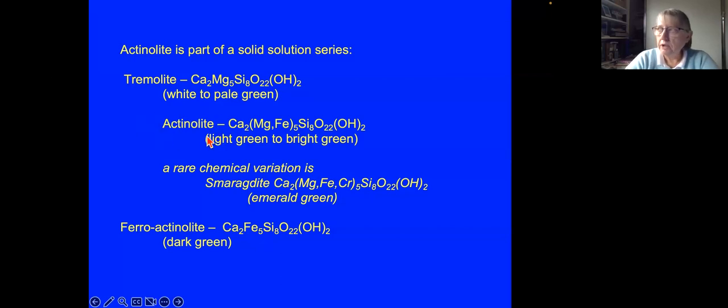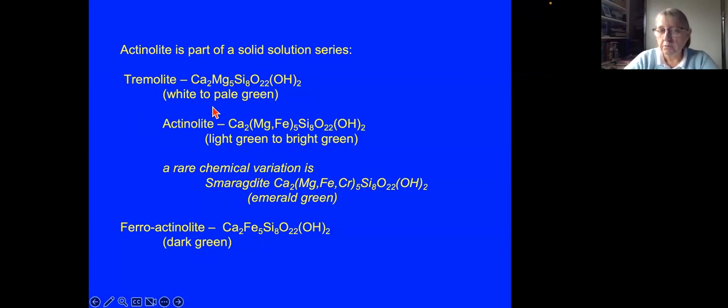The main way you tell one from another by eyeball is color. So tremolite usually goes to white. When it starts to get a real nice light green up to a bright green, they call it actinolite. When it starts to become a very dark green, that almost greenish black look, that's when you're going to find it as ferroactinolite. Most of the time when you find the mineral, it's just plain old green.